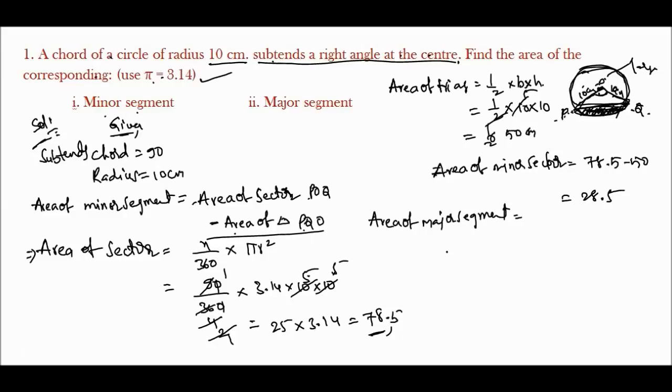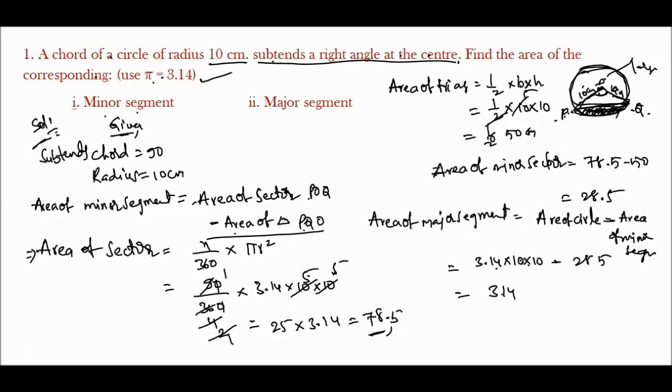So the major segment is equal to the area of the circle minus the area of the minor segment. The area of the circle is pi r square, which is 3.14 into 10 into 10, minus 28.5. So how it will come: 314, because it will become 100.